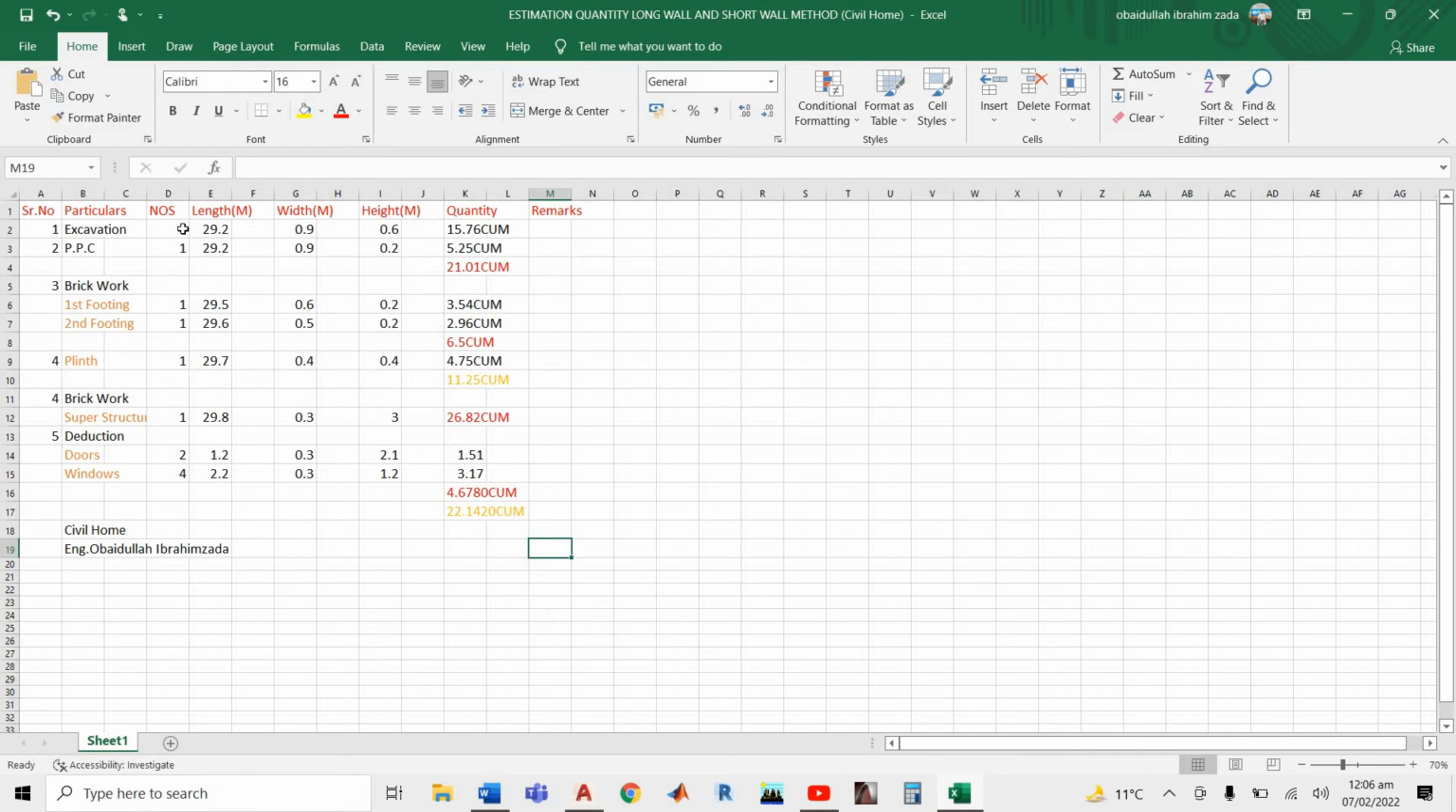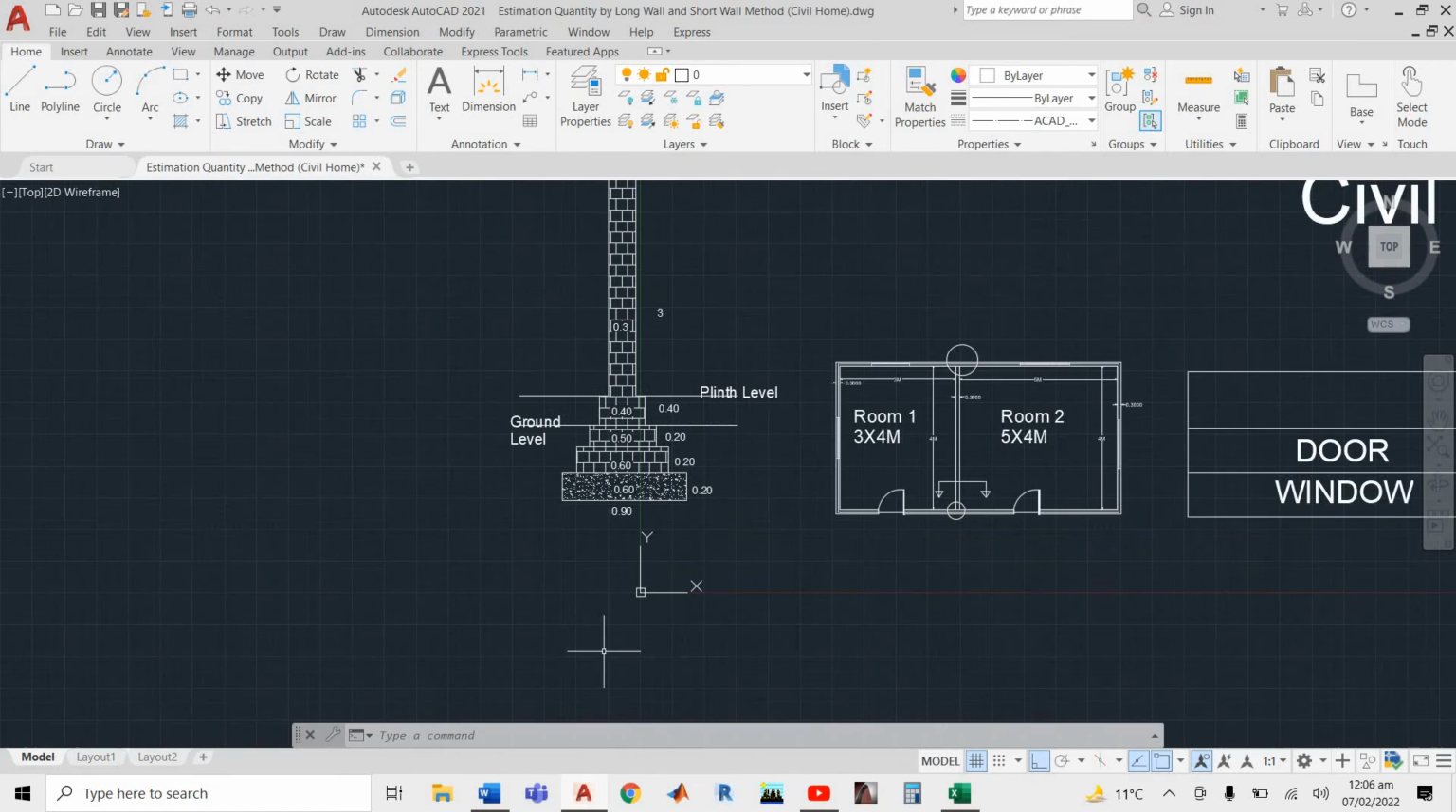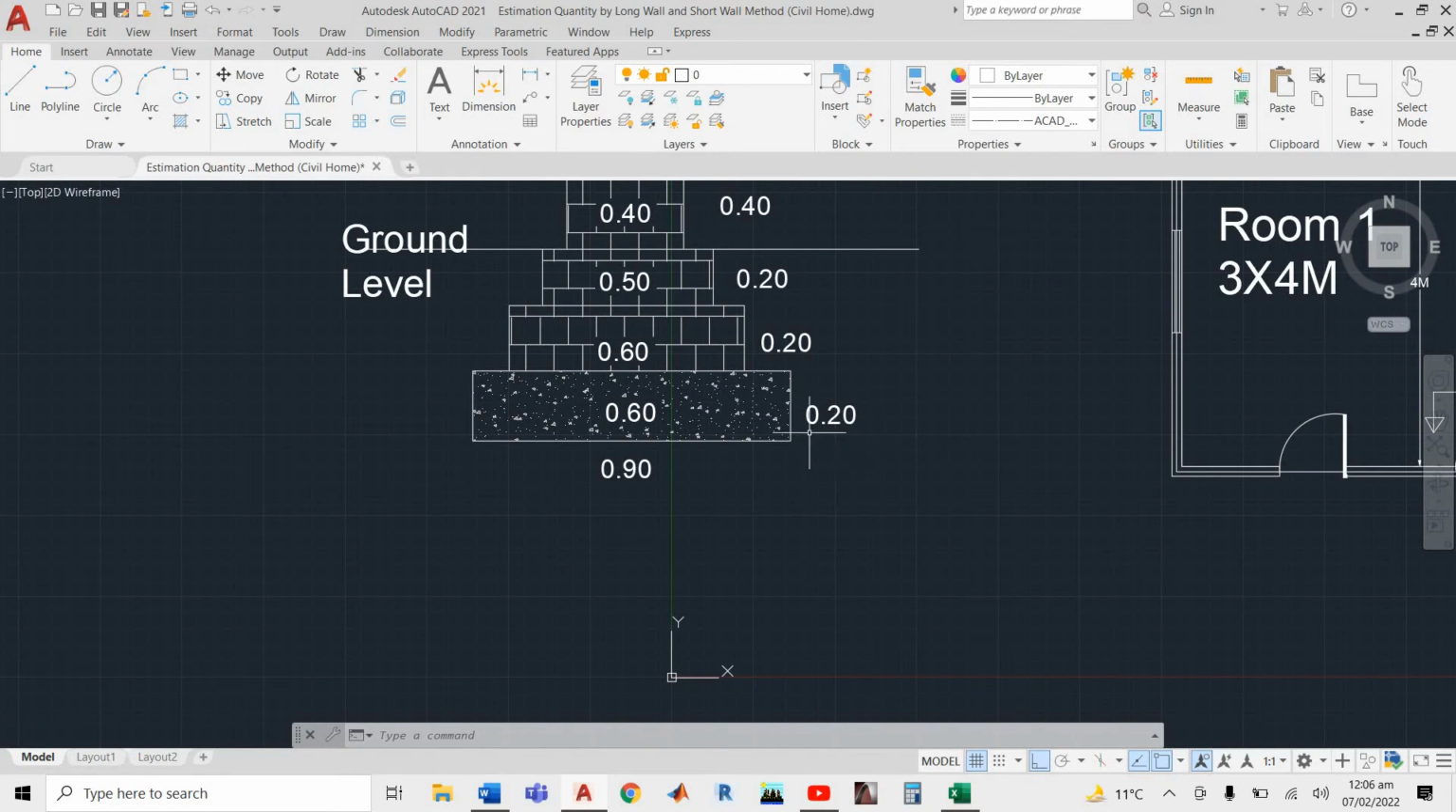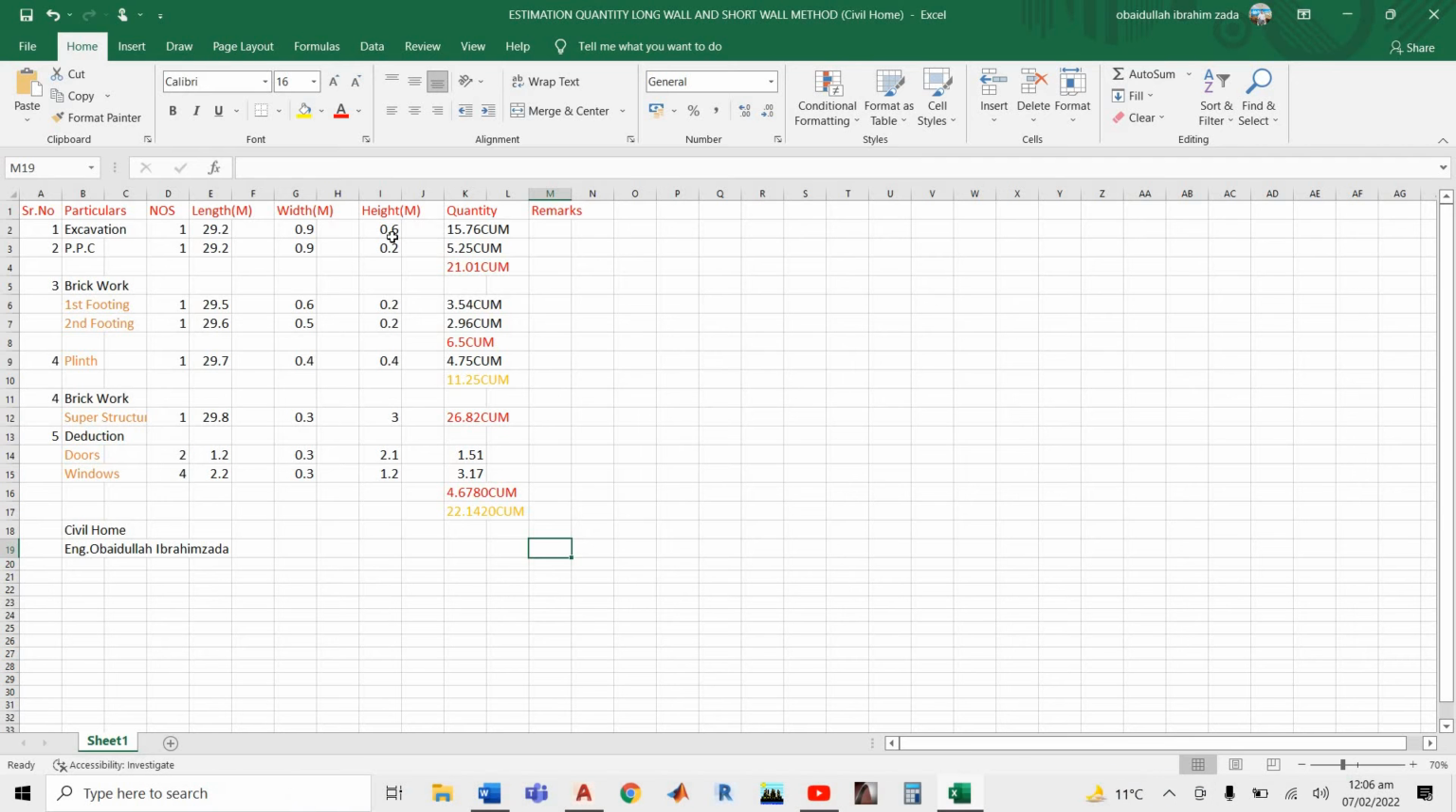And how many excavations do we have? We have just one excavation. We have serial number, particulars, numbers, length, width, height, quantity, and remarks. And how much is the width of your excavation? The width of excavation is 0.9. And how much is the height? 0.20 plus 0.20 plus 0.20, it becomes 0.6. And how do you get the quantity? Just 1 multiplied by 29.2 multiplied by 0.9 multiplied by 0.6, it becomes 15.76 cubic meter.